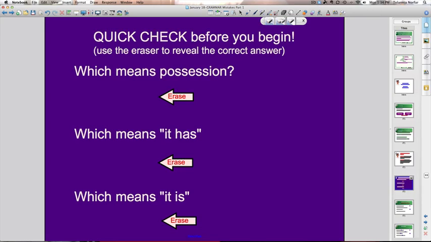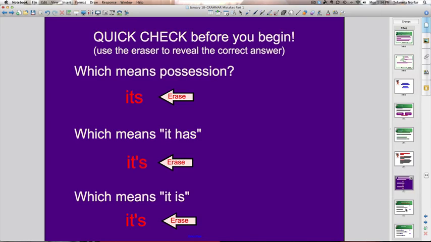Okay, let's grab the eraser tool and see what we got. Which means possession? You got it. Its, meaning it belongs to someone. Which means it has? You got it. IT apostrophe S. Which means it is? You got it. IT apostrophe S.